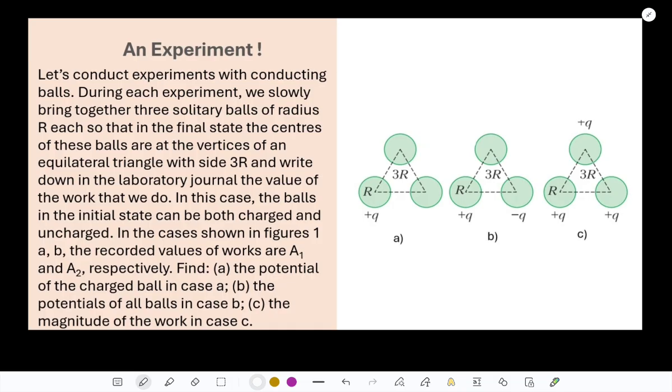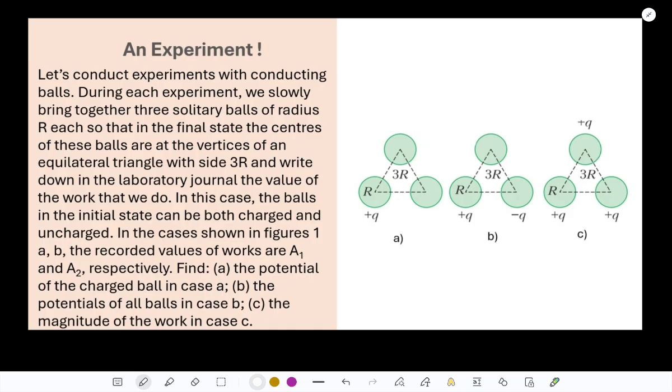The problem is, let's conduct experiments with conducting balls. During each experiment, we slowly bring together three solitary balls, that means isolated balls of radius r each, so that in the final state the centers of these balls are at the vertices of an equilateral triangle with side 3r. And write down in the laboratory journal the values of the work that we do.